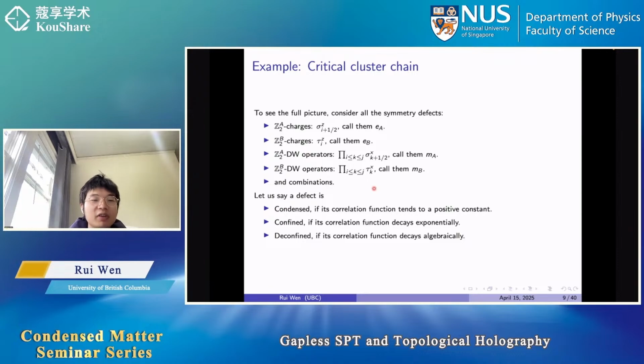So let's say a defect is condensed if its correlation function tends to a positive constant. We say it's confined if its correlation function decays exponentially. And we say it's deconfined if its correlation function decays algebraically. So for now this is just a definition, but of course this matches our usual concept of being condensed. If the correlation function is a positive constant, that means the charge is condensed.